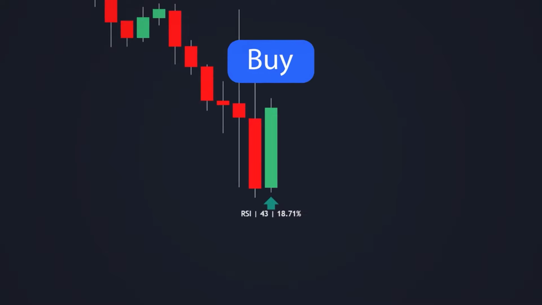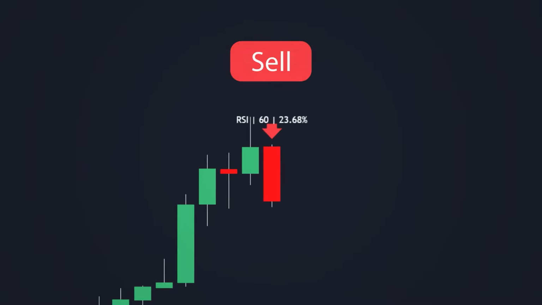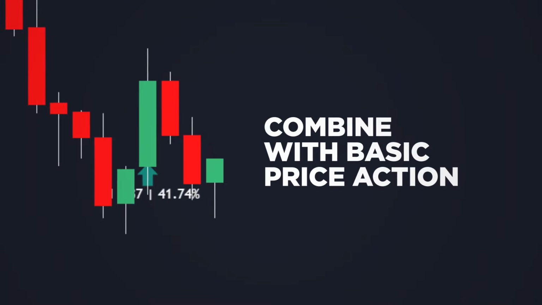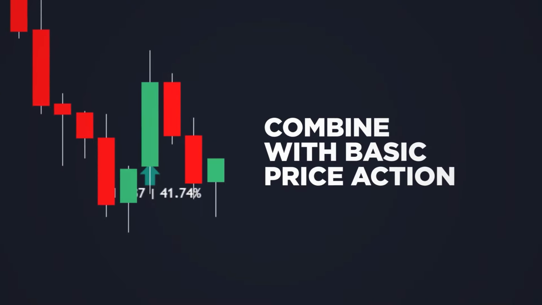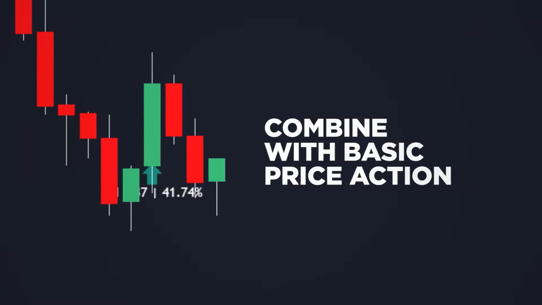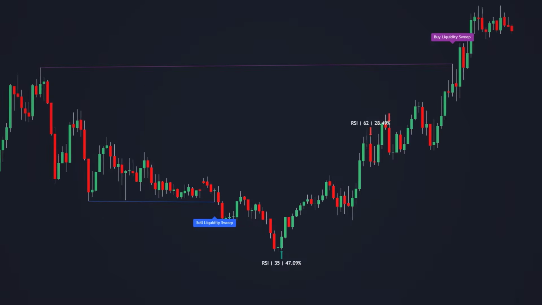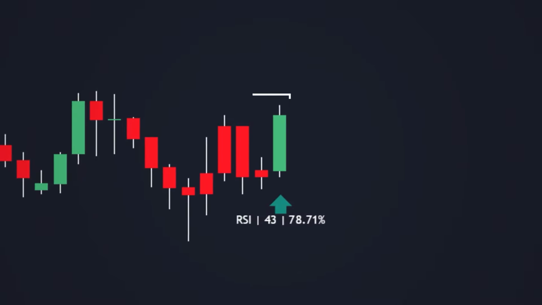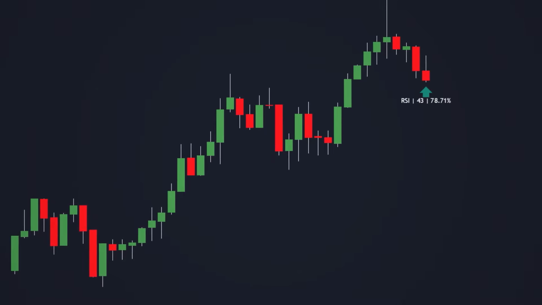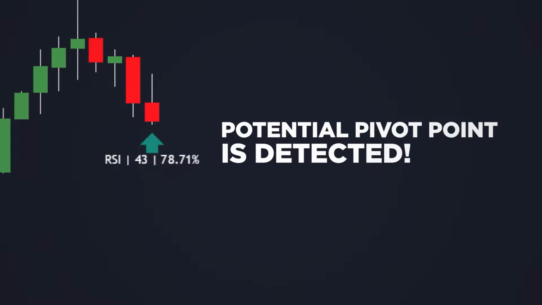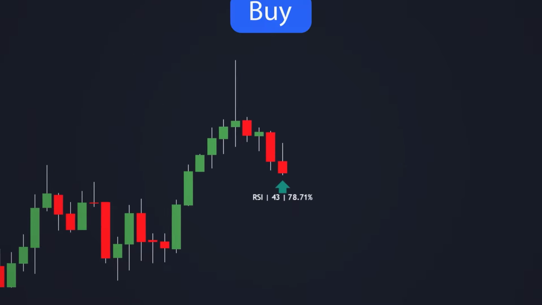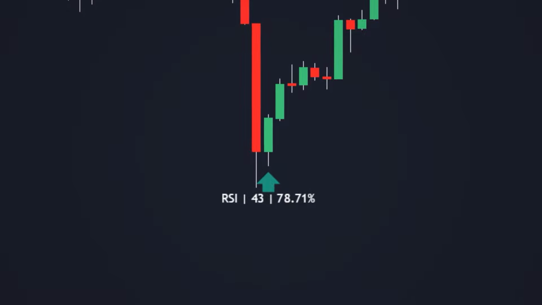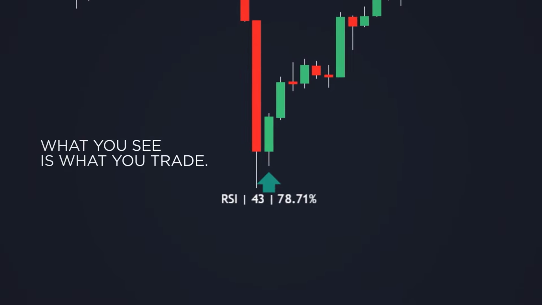Don't just blindly buy every green arrow or short every red one. That's how you end up blowing up your account. What you want to do is combine it with basic price action. Wait for the signal. Look at where price is. Are you near a support level, a demand zone? Did price just sweep liquidity? Then just add confirmation. Maybe it's an engulfing candle. Maybe it's a chart pattern. Whatever your thing is, use it. This indicator gives you the early warning. The rest is about building a sniper entry. Oh, and because it plots on the candle close, there's no repainting nonsense. What you see is what you trade.